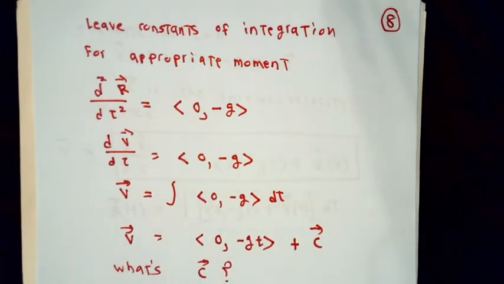As with the simple things we looked at to start with, this is easy to deal with. v must be an antiderivative of the vector function 0, negative g, which is easy to integrate. It is 0, negative gt, plus some constant of integration, a vector constant of integration now. We need to figure out what the significance of that c value is.